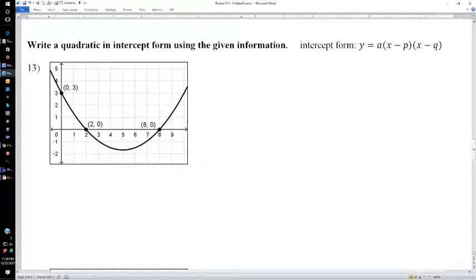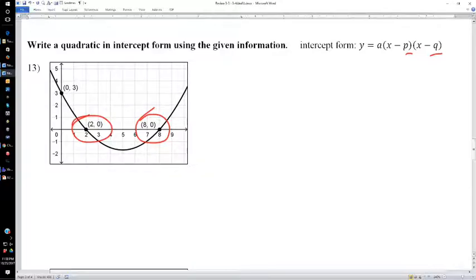Alright, 13, 14, and probably 15 as well. Write a quadratic in intercept form using the given information. Again, we give you intercept form right there, where P and Q are where it crosses the x-axis, which are right here and right there. So those are where we get our P's and Q's.